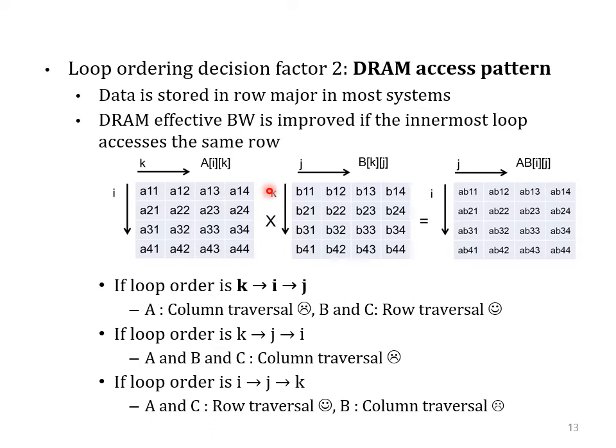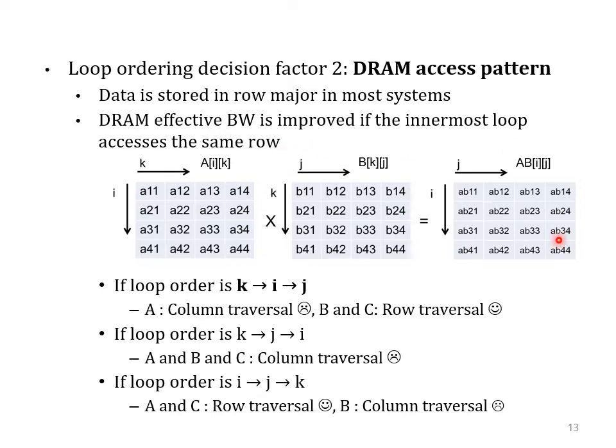Since data is stored in row major, DRAM effective bandwidth is improved if the innermost loop accesses the same row. So DRAM goes into something called the burst access mode that maximizes the effective bandwidth, but this is possible only when accessing consecutive data in the same row. So when deciding on the loop order, we want to choose an order that allows you to access the data in the same row. Okay.